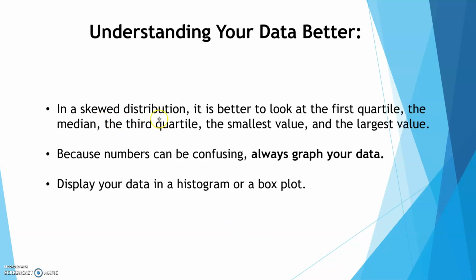Instead, if you're looking at a skewed distribution, what you should be looking at is the first, the second, and the third quartile. Remember, median is the same thing as the second quartile, the smallest and the largest data value, which, if you remember, we use those 5 numbers to construct a box plot. So if it's a skewed distribution, you need to use the box plot. If it's a symmetrical distribution, yeah, you can go ahead and find the standard deviation.